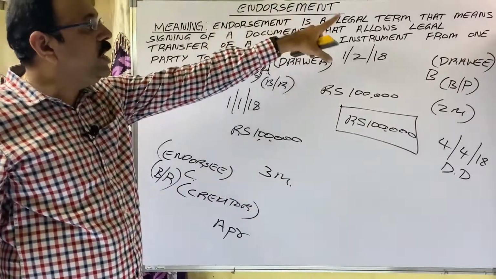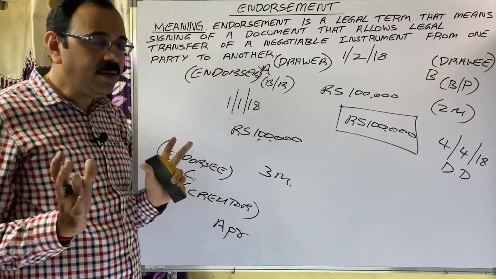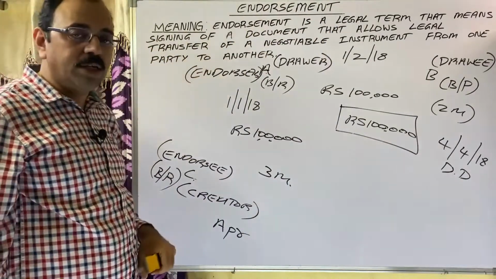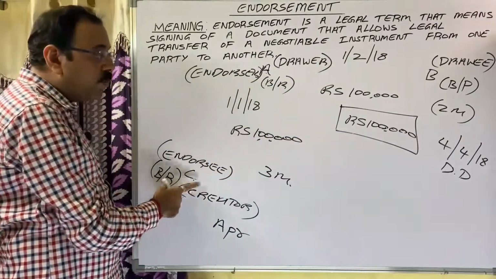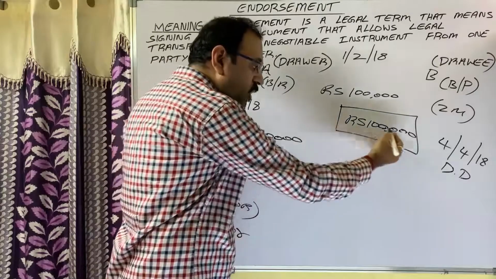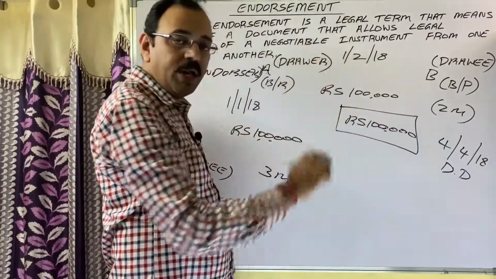Now see the meaning of this sentence. Endorsement is a legal term. So endorsement is legally valid. That means signing of a document. How does A endorse that bill to C? By putting his signature on the document. So on the face of the document he may sign, or on the back side of the document he may sign.